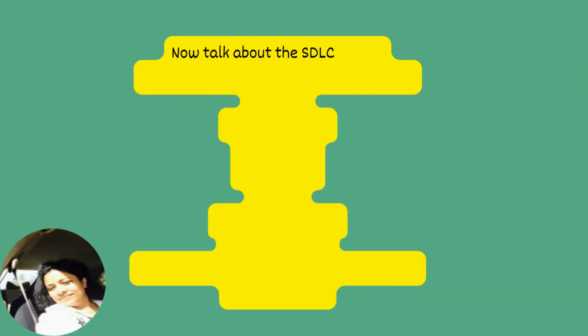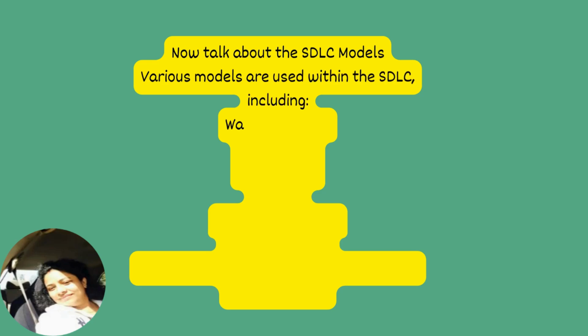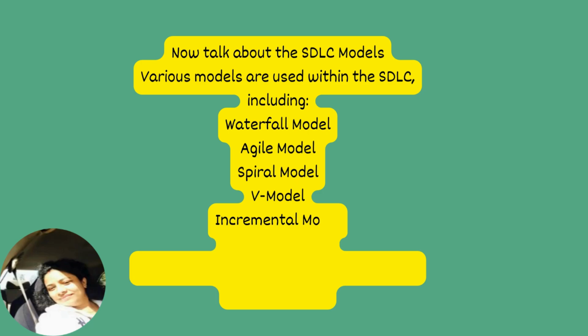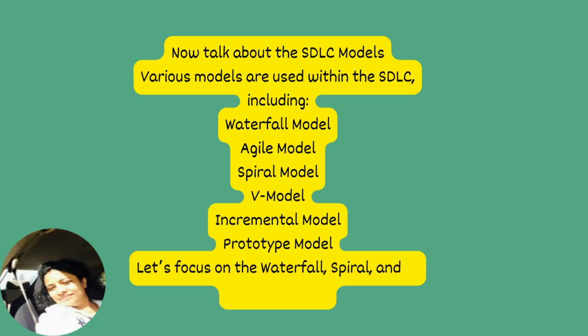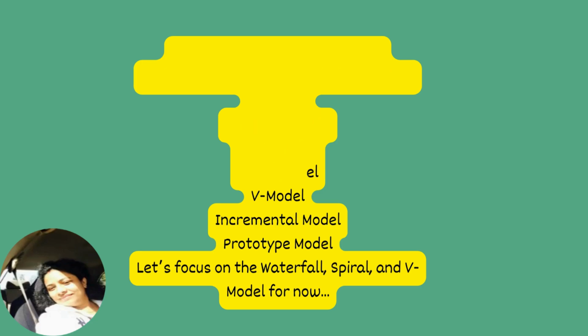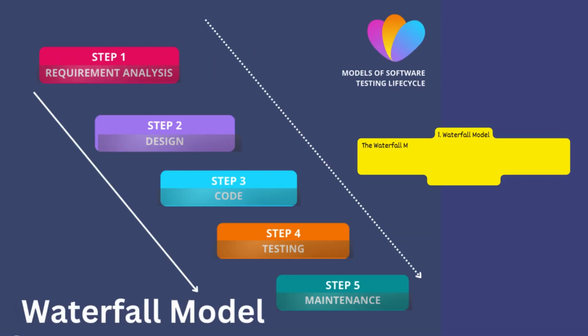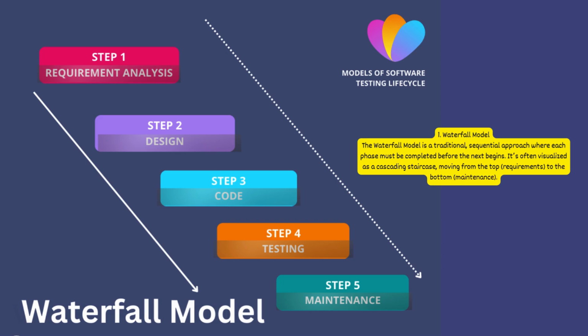Now let's talk about the SDLC models. Various models are used within the SDLC, including waterfall model, agile model, spiral model, V model, incremental model, prototype model. Let's focus on the waterfall, spiral, and V model for now. Waterfall model. The waterfall model is a traditional sequential approach where each phase must be completed before the next begins. It's often visualized as a cascading staircase moving from the top, requirements, to the bottom, maintenance.